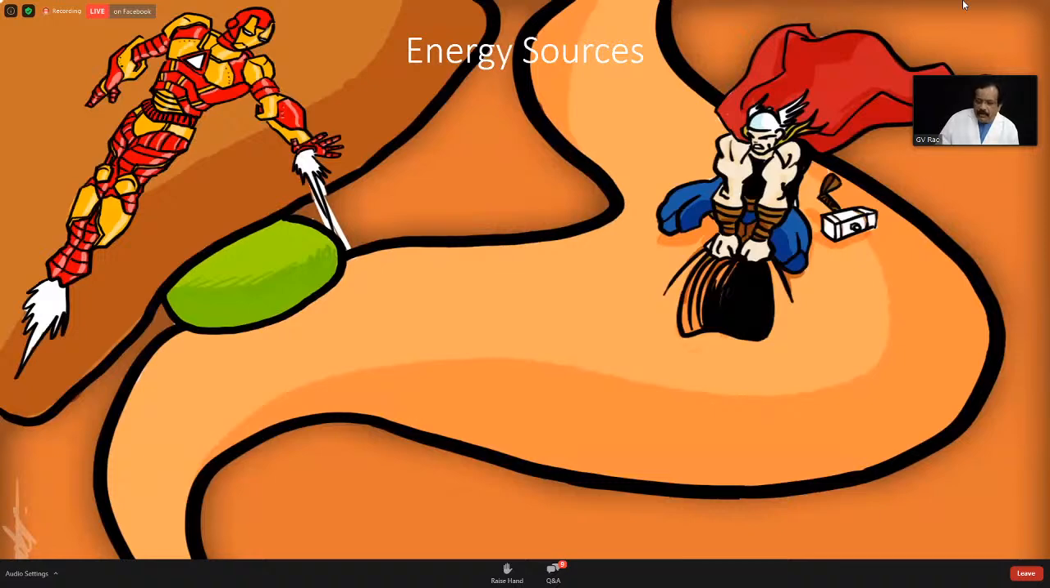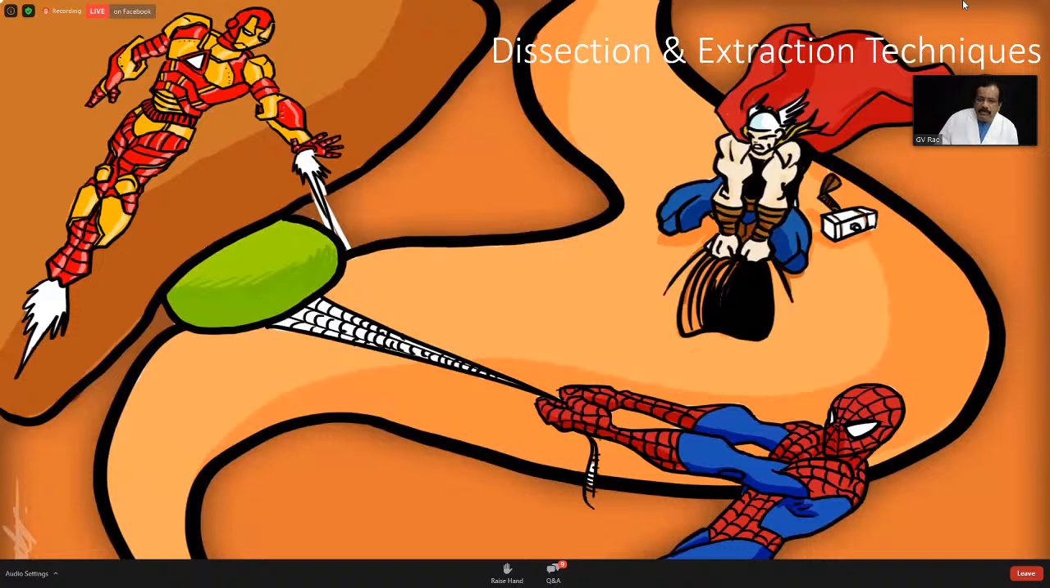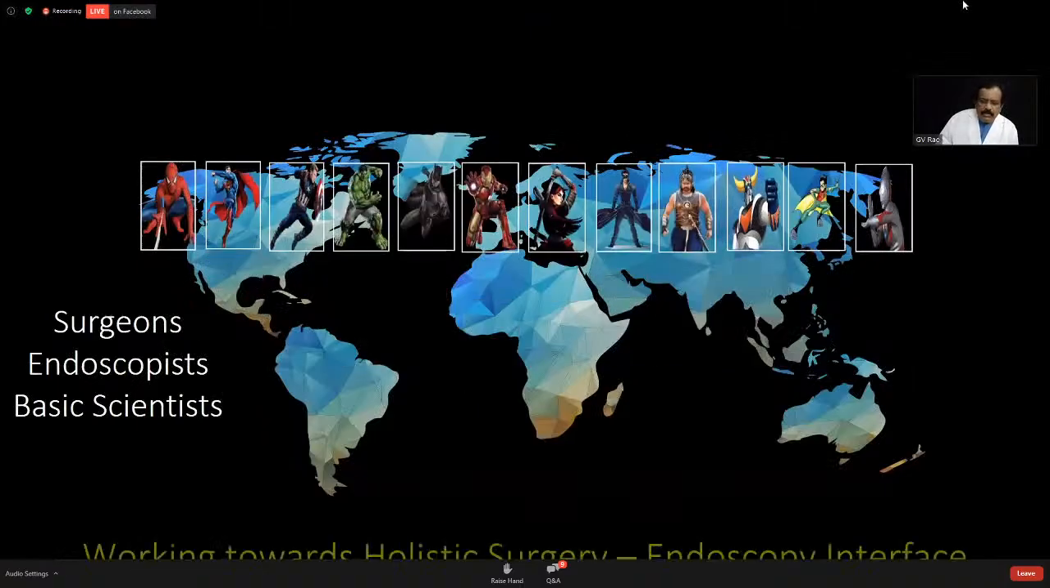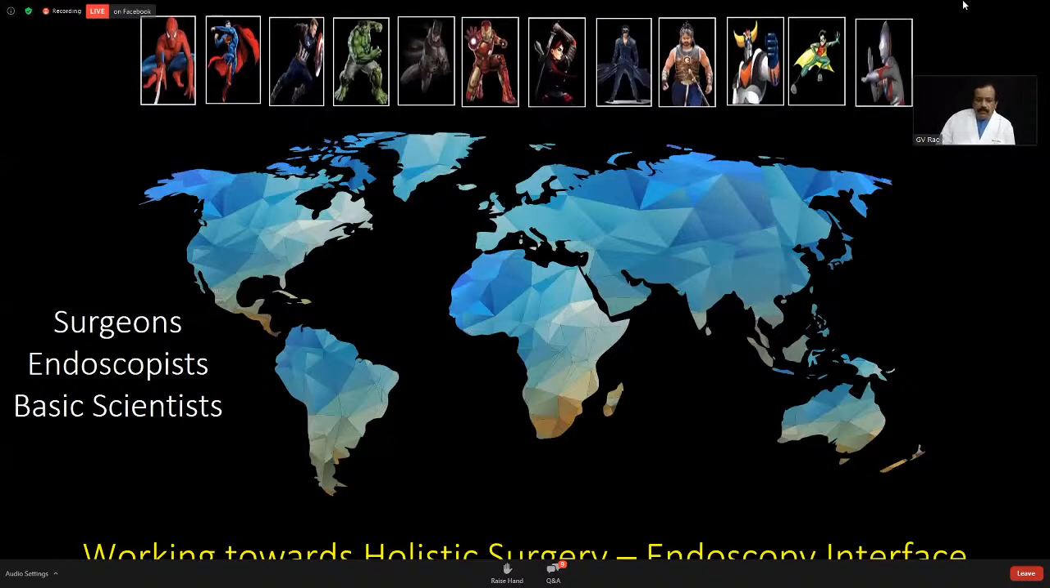We require newer energy sources which can be used on the endoscopic side, and we require newer dissection and extraction techniques that can be used for all these procedures so that these procedures can be done very effectively. So we need all these people from across the globe. We need to come together for a holistic endoscopic laparoscopic interface.